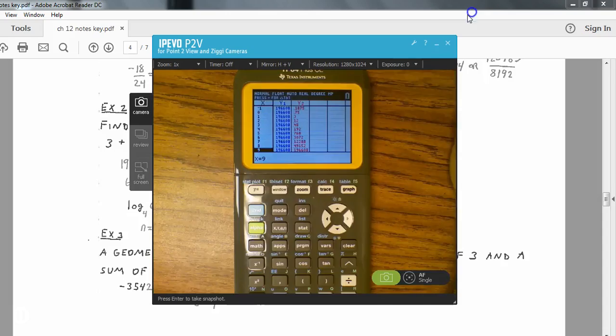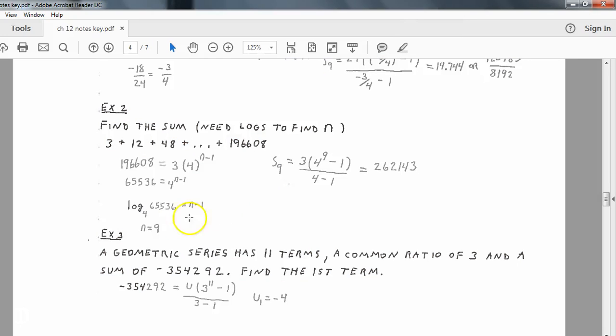All right, going back here. Anyway, now that we know that there are 9 terms involved, I can now find the sum of these 9 terms. And so if I go to the new formula for today, got my first term, got my common ratio, I can now plug in a 9 for n and get my sum. And so there we go for that one.